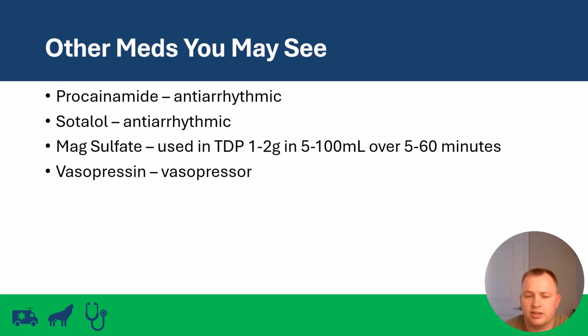You also may see vasopressin. Vasopressin is an older vasopressor that doesn't have any effects but vasoconstriction. It used to be alternated with your first dose of epi. You could do vasopressin if you wanted to, but largely we don't use it anymore, and it's not recommended in the current ACLS guidelines, but you may see it.